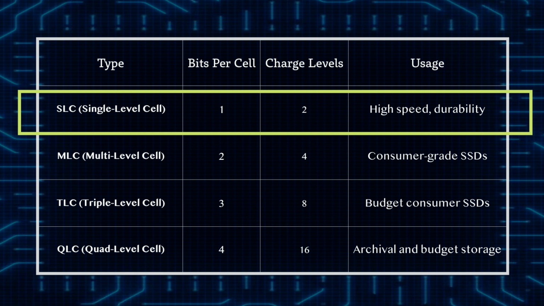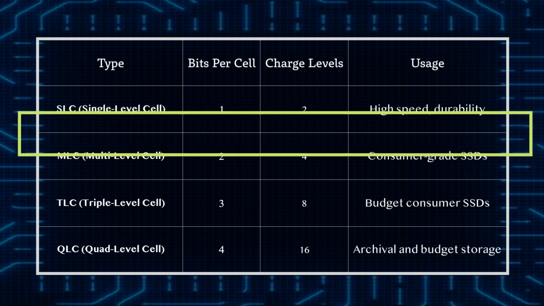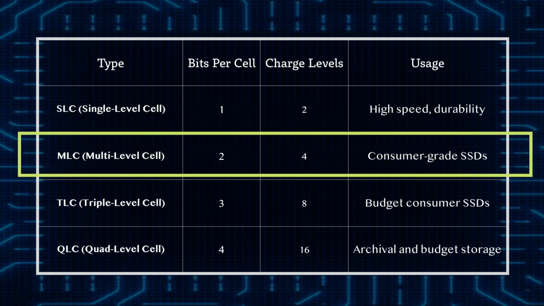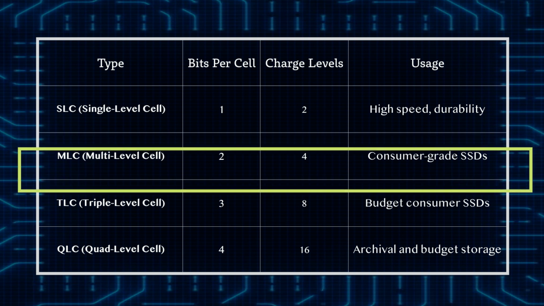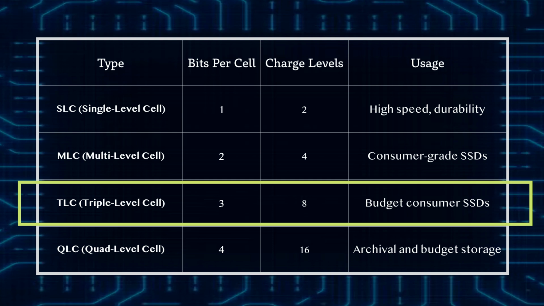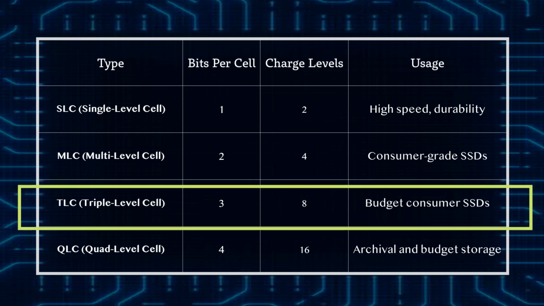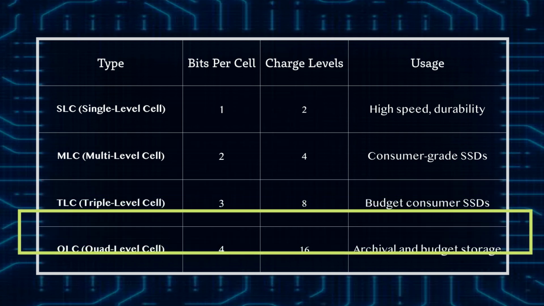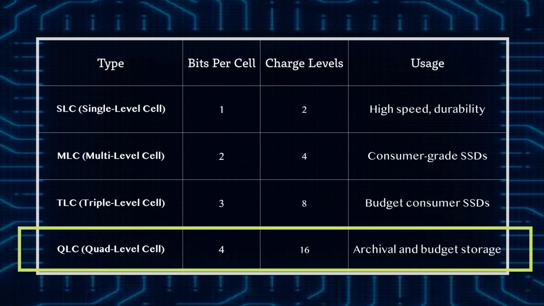The MLC, or multi-level cell, stores 2 bits per cell, and it has 4 charge levels, and it's typically classed as a consumer-grade SSD. The TLC, or triple-level cell, stores 3 bits per cell with 8 charge levels, classed as a budget consumer. The QLC, or quad-level cell, stores 4 bits per cell with 16 charge levels and is classed as archival and budget storage. So here you have the difference between them.